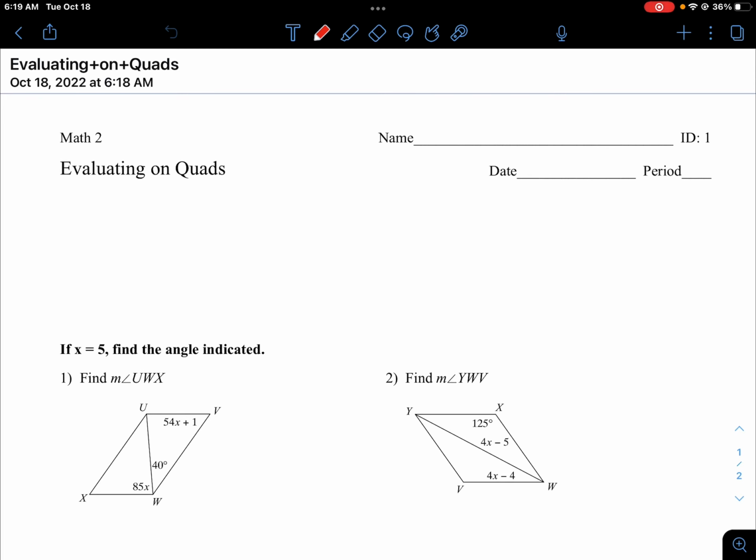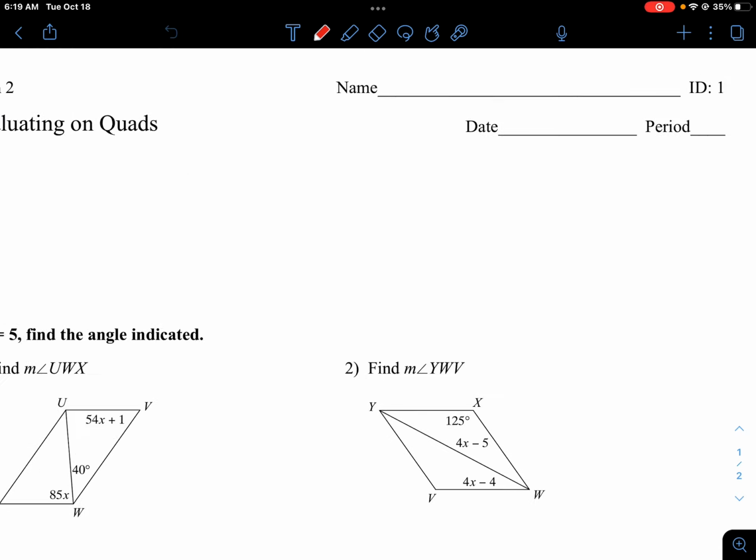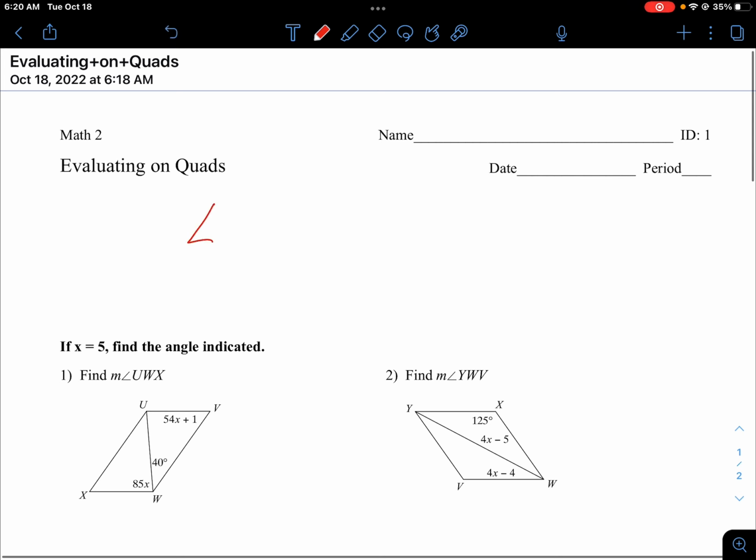So the key thing to know is when you're finding the angle to plug in the x value. If you have an angle measure or an angle named, right, the middle letter is where the angle is. Okay, so that's really what you're looking at.